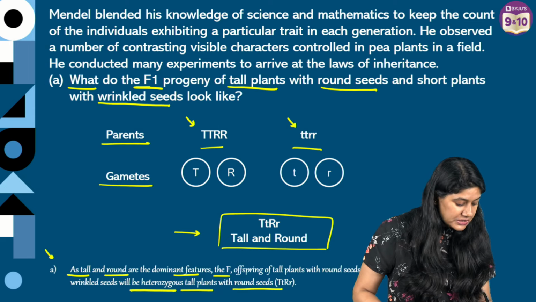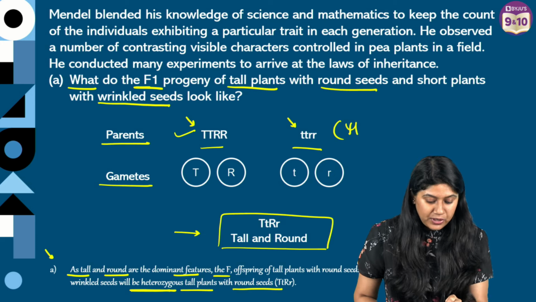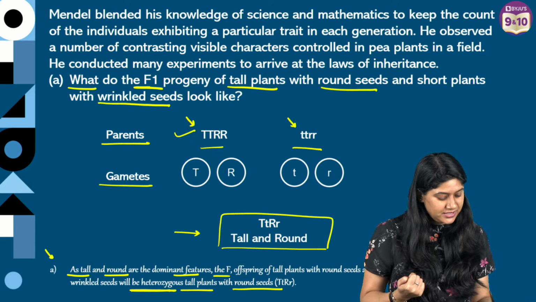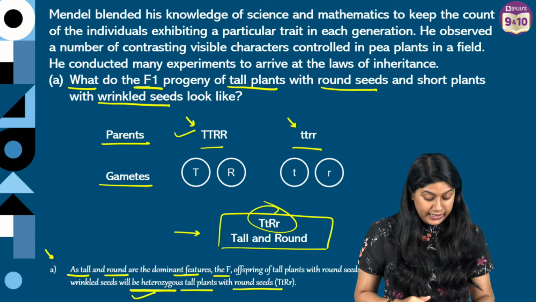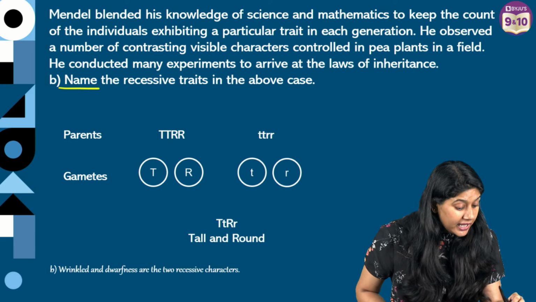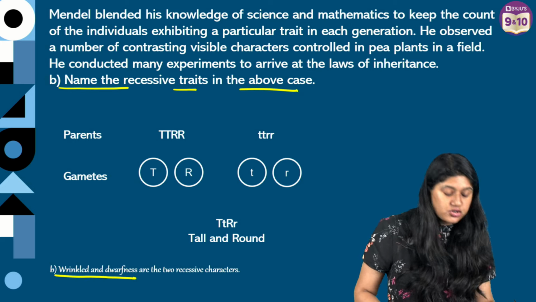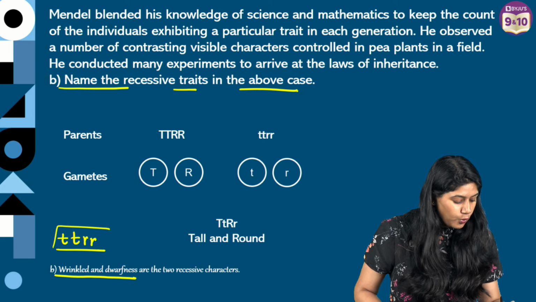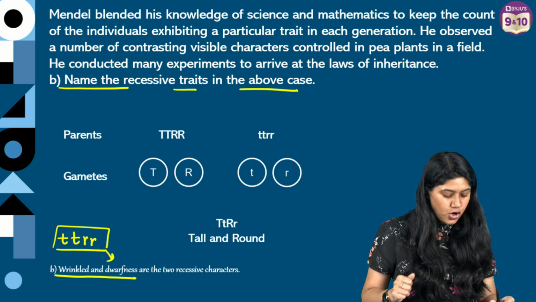And of course, it's a heterozygous condition. In the parents we had a homozygous condition because we have the same type, but later we saw that we have different types altogether. It's a heterozygous condition that we have over here. So we got the answer for question A. Now let's take a look at question B. We have to name the recessive trait in the above case. Very easy. The recessive trait is wrinkled seed, small t, small r. So the answer is wrinkled seed and the short plant, or dwarfness.